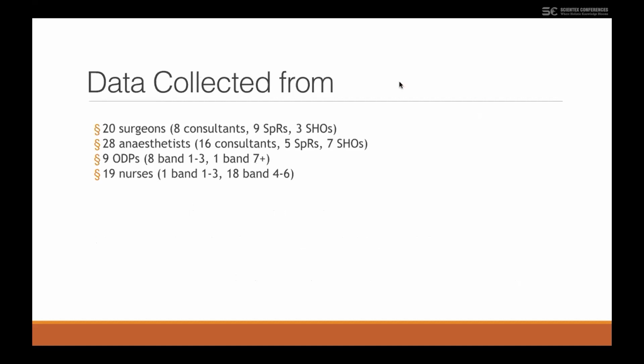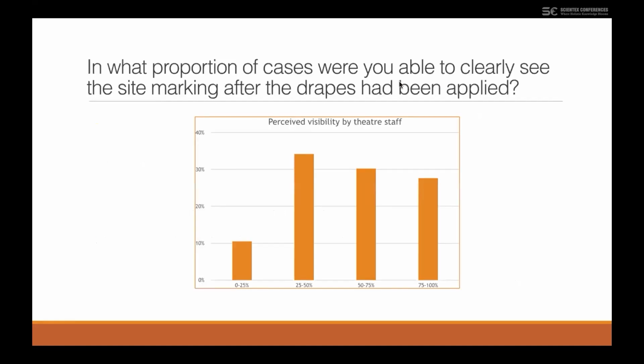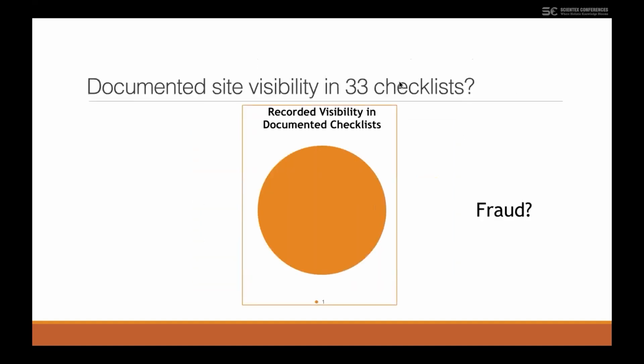So we collected the data from, as we said, 76 theater staff with different grades and roles, including surgeons, nurses, and ODPs. We asked the staff in what proportion of cases were you able to clearly see the site marking after the drapes had been applied. And around 75% answered that they were not able to see the site marking after draping. Now, although 75% were unable to see the site marking, it was documented that the site marking was visible in all completed timeout checklists that we analyzed.